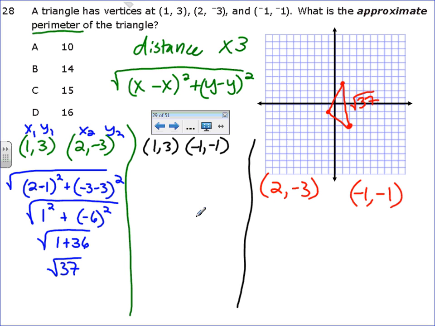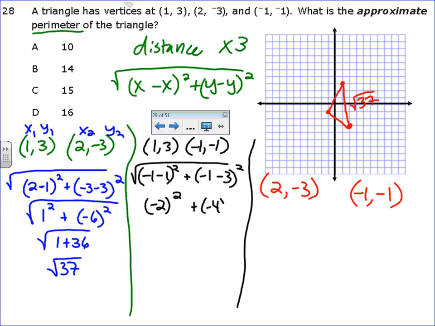All right, the next one I've got 1, 3. I plugged it in. Negative 1, oops. Negative 1 minus 1 squared plus negative 1 minus 3 squared. That is going to give me negative 2 squared plus negative 4 squared, which gives you 4 plus 16, which is the square root of 20. And if I wanted to put that on the graph, again, you don't have to do this part, but if you wanted to, this would be square root of 20.